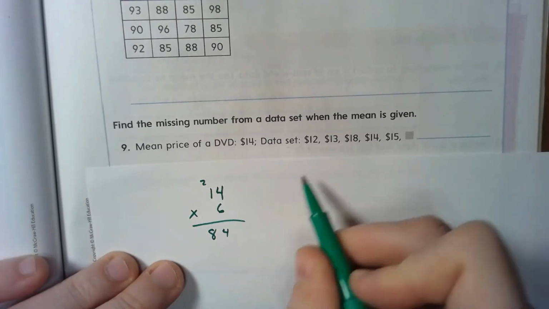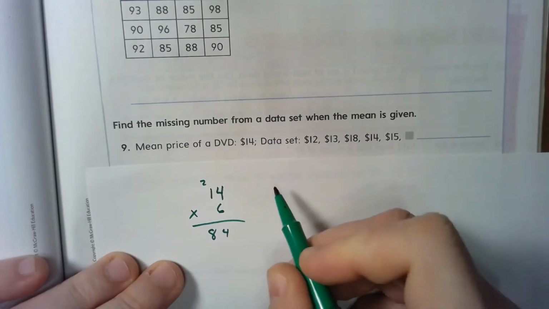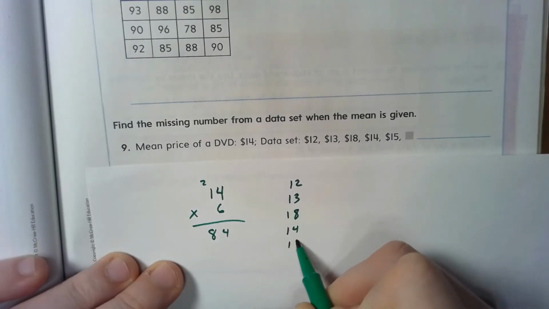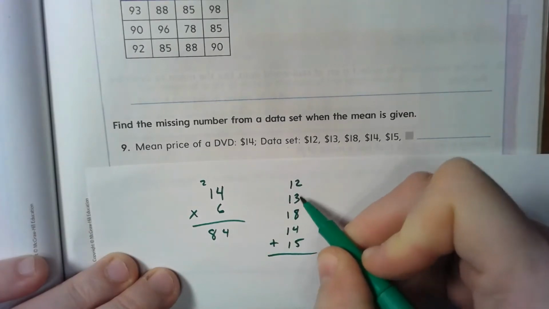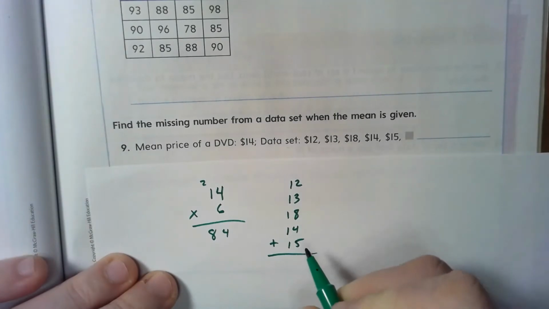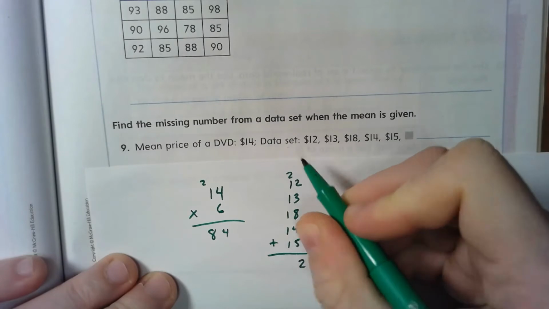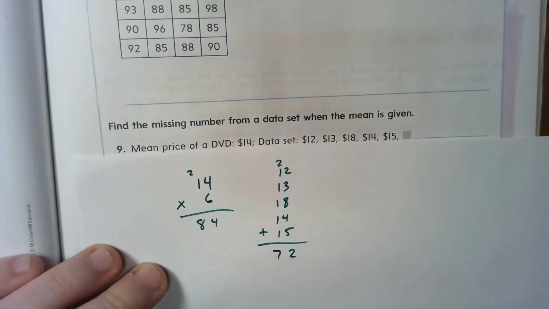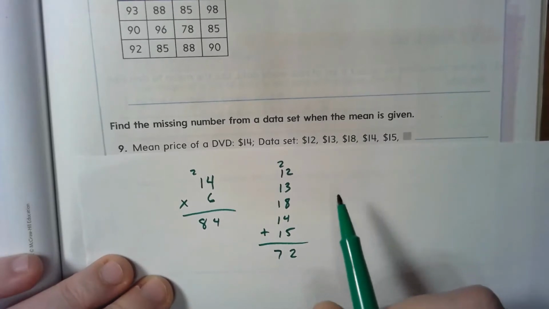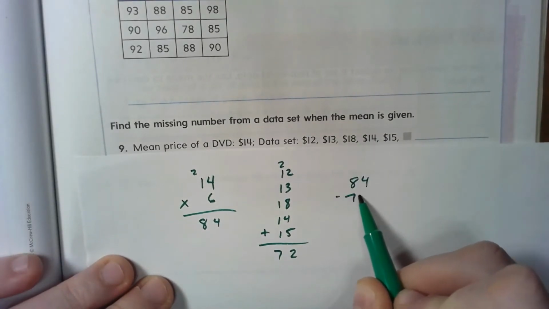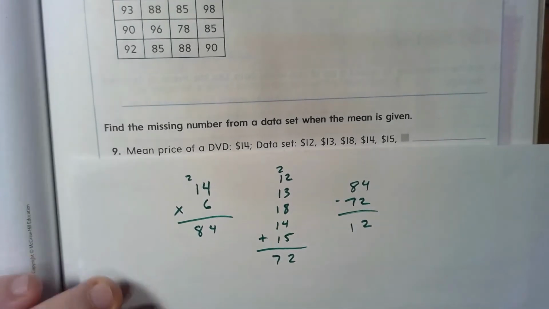So now I just need to find out how far away all of these are from 84. So I'm going to take all of my prices and add them all up. 8 and 2 is 10. 10 and 7 plus 5 is 22. 2, 3, 4, 5, 6, 7. So it looks like I have a total of 72 so far, and I need 84. So 84 minus 72 will get me my missing value, which is 12.